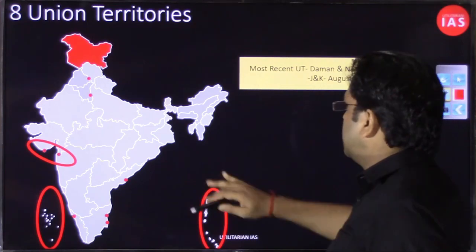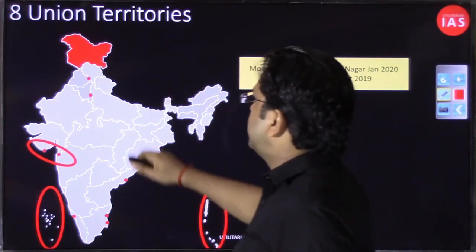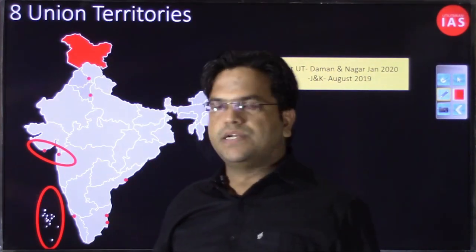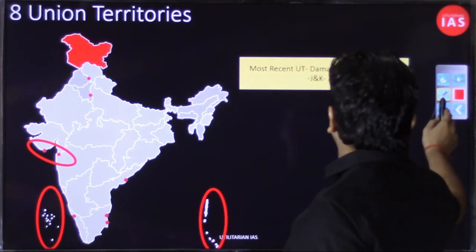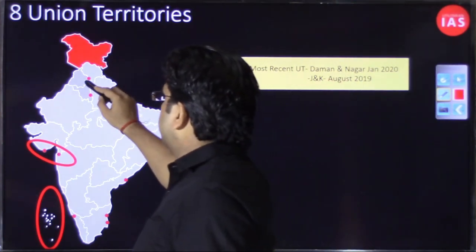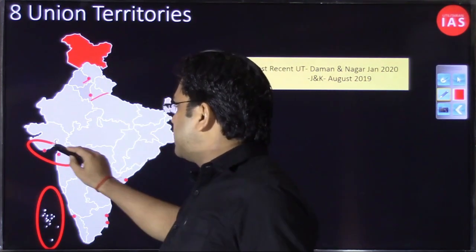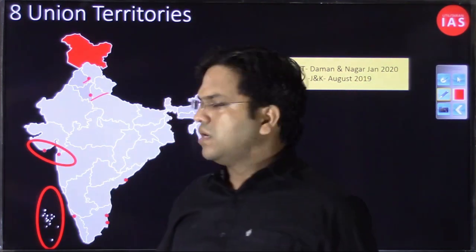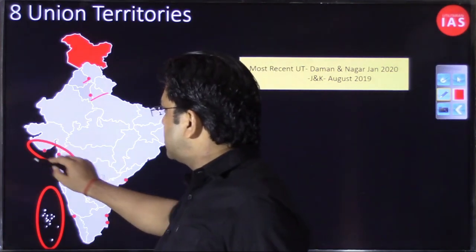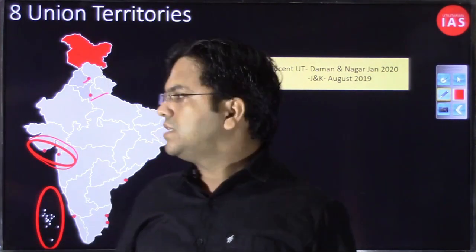If we start from the northern side, here you have two union territories, then you have Chandigarh touching Punjab and Haryana, right? Then you have Delhi. Thereafter you have these two merged union territories, which will be considered as one union territory, that is Daman and Diu, and Dadra and Nagar Haveli.